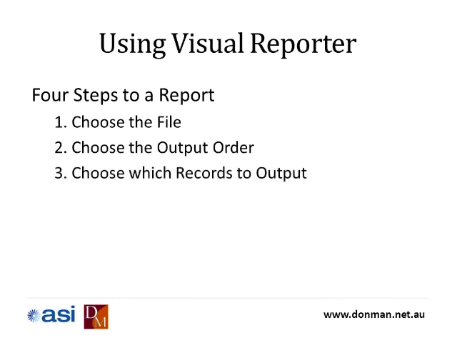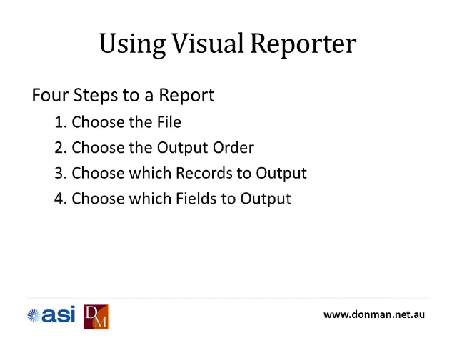The third step is, out of that file, which of those records do you actually want in your report? So you might want every single donor, or you might only want your individual donors, or donors that have given more than $10,000, or whatever it is. You need to tell VisRep which records you want in your report.